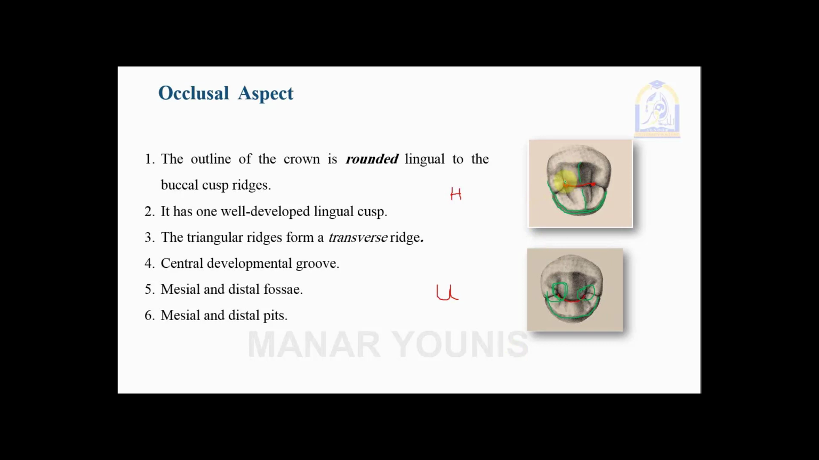And sometimes, or in many cases, there are supplemental grooves extending from the mesial and distal fossae in a buccal direction and a lingual direction. For example, this will be the mesiobuccal, and this is the mesiolingual, distobuccal, distolingual, and so on. So we have one central groove, two pits, two triangular ridges, supplemental grooves, and two circular fossae, mesial and distal.